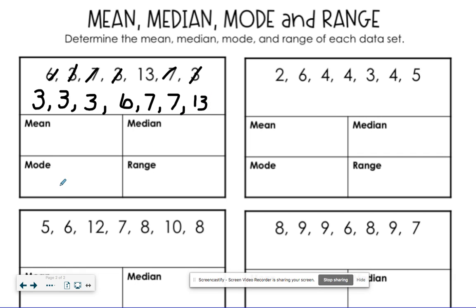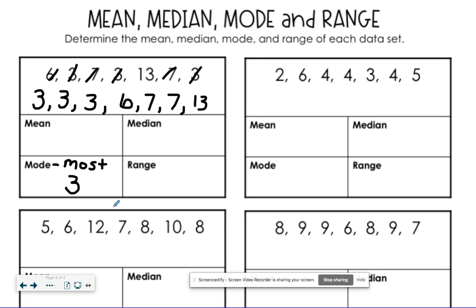Sometimes it's easier to start with the ones that are a little bit easier. Like mode, remember mode means most often. And so we're trying to find the ones that appear the most often. On here you see that I have a 3, a 3, a 3. So I have 3 of those. I have 1 6. I have 2 7s. And I have 1 13. So what appears the most often is 3.